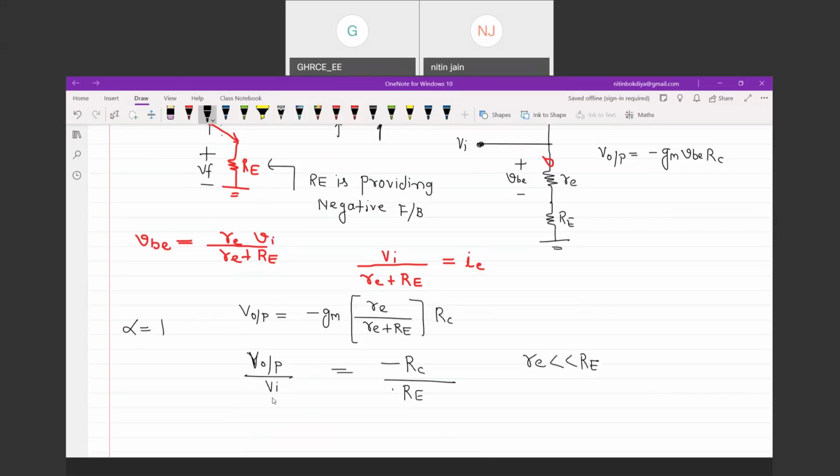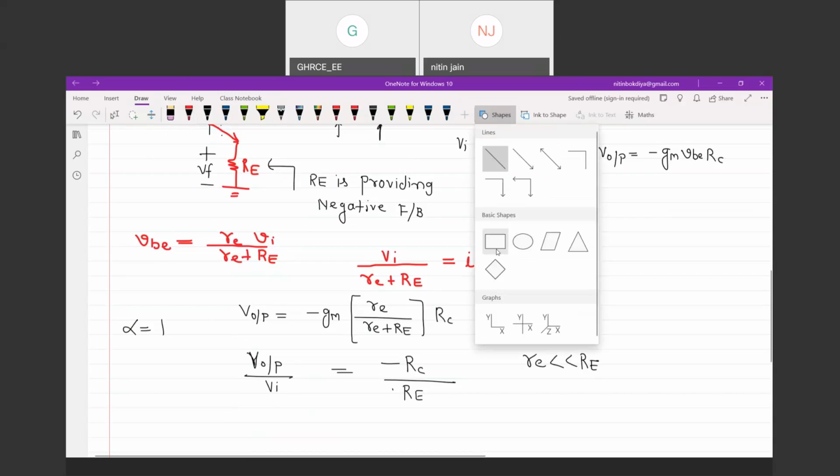Now I can say the gain of this circuit is only dependent on two resistances. It's independent of the device parameters. If the gain is independent of the device parameters, this is known as desensitization. So what is the effect of feedback? The one word answer for the effect of feedback is that it desensitizes the gain.